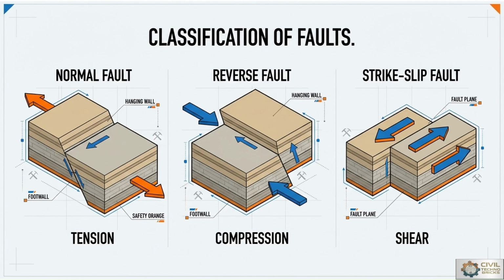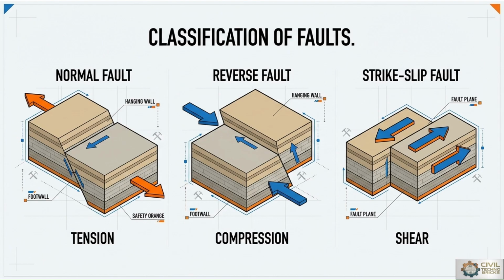Normal faults develop under tensile stress conditions where the earth's crust undergoes extension. In this type of fault, the hanging wall block moves downward relative to the footwall. These faults are commonly associated with rift valleys and extensional geological environments, whereas reverse faults occur under compressive stress conditions where rock layers are pushed together. In a reverse fault, the hanging wall moves upward relative to the footwall. If the fault plane has a very low angle, it is called a thrust fault.